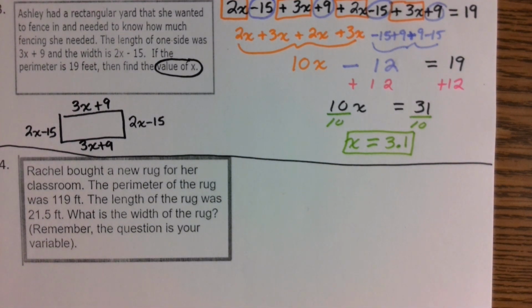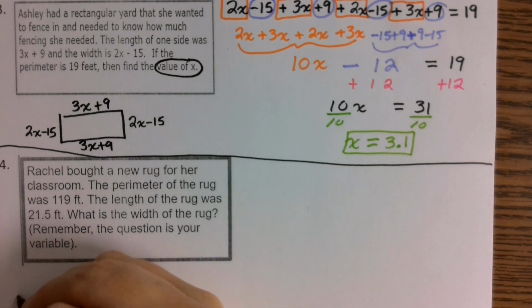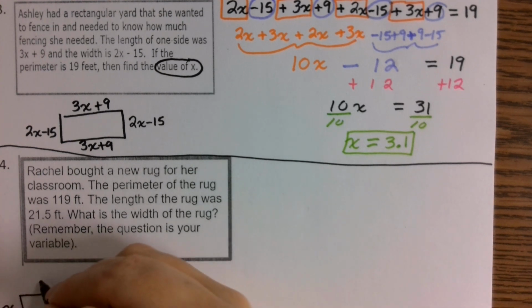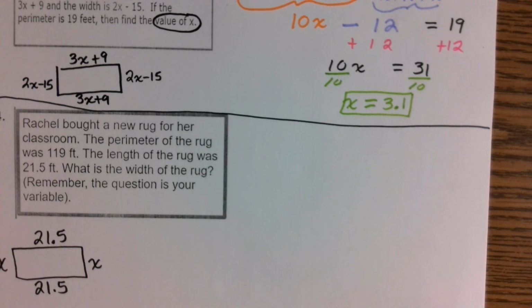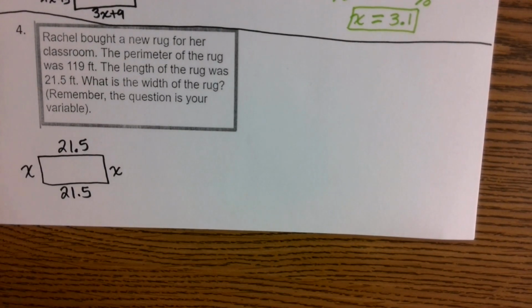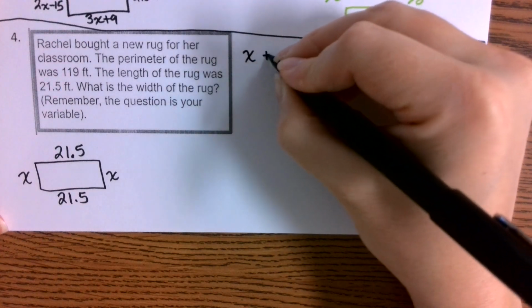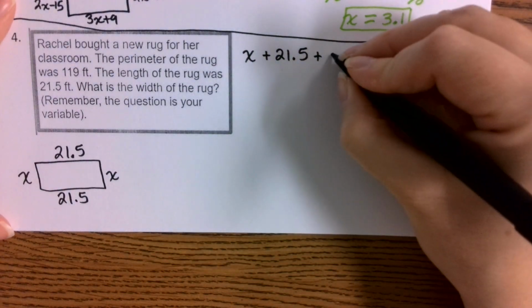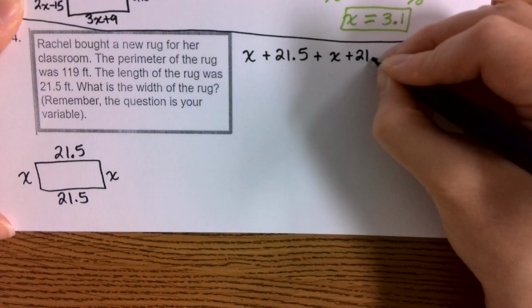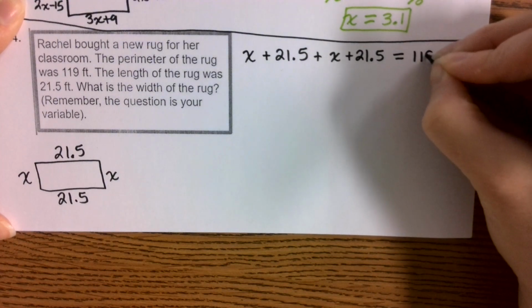For problem number 4, Rachel bought a new rug for her classroom. The perimeter of the rug was 119 feet. The length of the rug is 21.5 feet. What is the width of the rug? So again, we've got a width that's unknown, but we do have a length of 21.5 feet. That length goes on top and it goes on the bottom, top and bottom. The whole thing, when we combine it all together, is going to be equal to 119. So we have x plus 21.5 plus x plus 21.5. Guadalupe, wake up. And that's equal to 119.